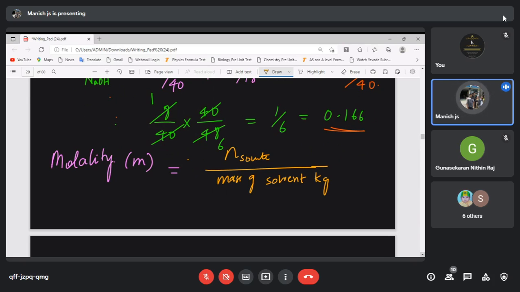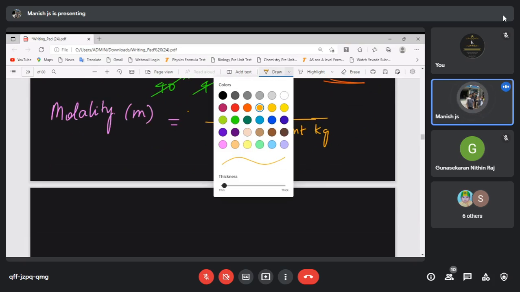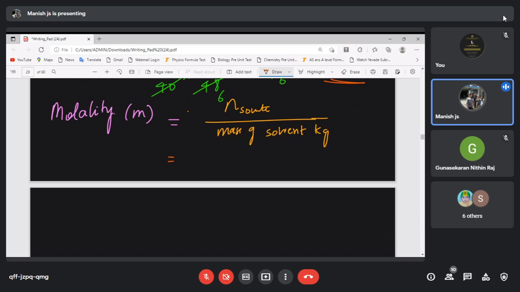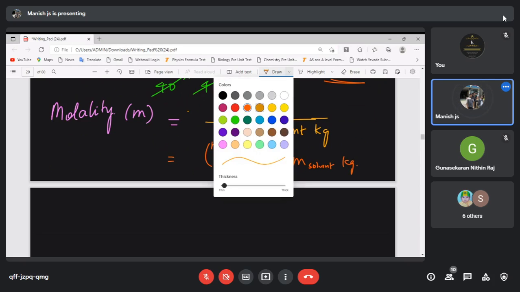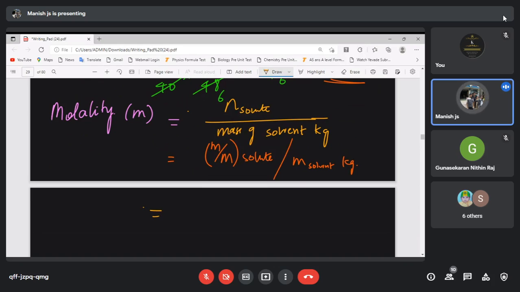So I am going to now substitute. Number of moles of solute, we can write it as mass upon molar mass, which you already know, of solute, divided by the mass of solvent in kg. Substituting: mass of solute is 8, molar mass of NaOH is 40, so 8 by 40, divided by the mass of solvent in kilograms.